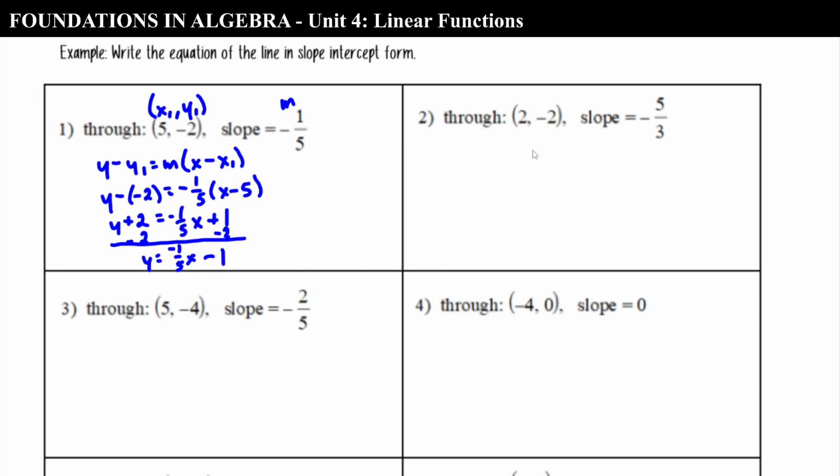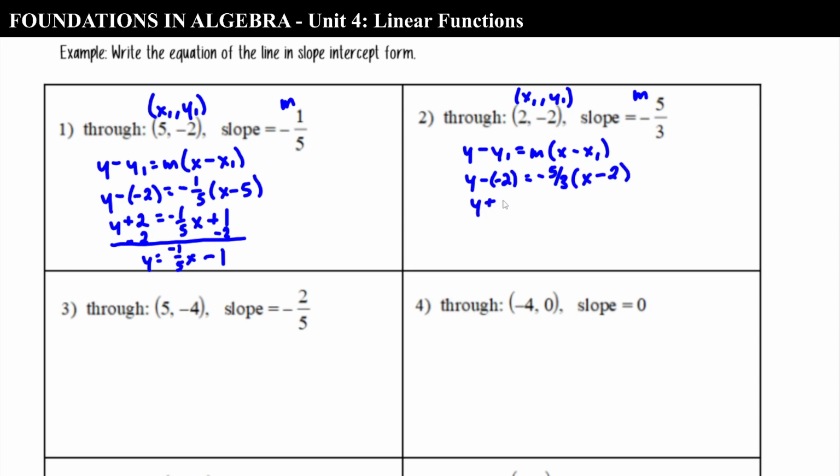All right, for the second one, again, this is my x1 and my y1, and this is my slope. So I'm just going to plug in to my point-slope form. I'm going to shortcut these a little bit. y minus negative 2 gives me y plus 2. Actually, I'll keep that step in here. We have y minus negative 2 equals our slope, negative 5/3, times x minus x1, which is 2.